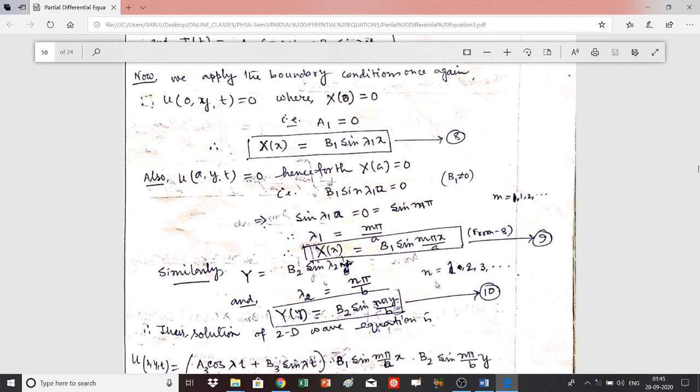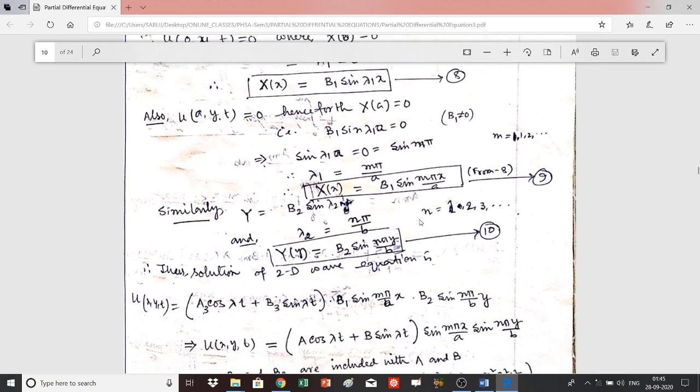You should remember this m is a constant which has value starting from 1 and goes to 2, 3, 4, etc. Now go to the next one.